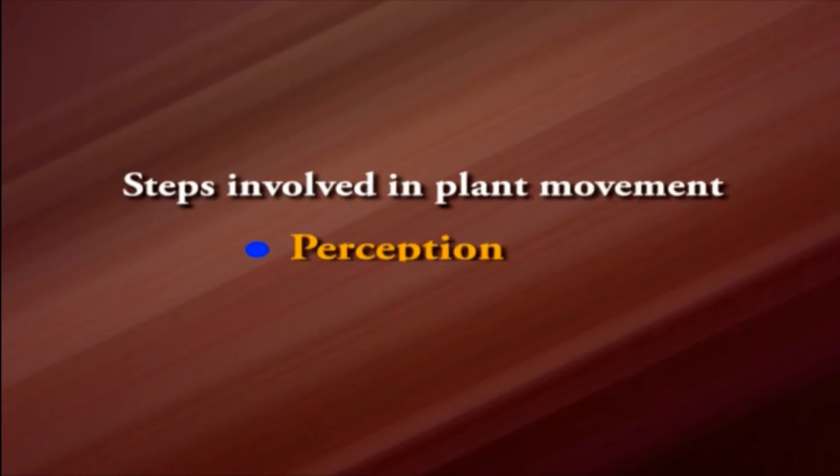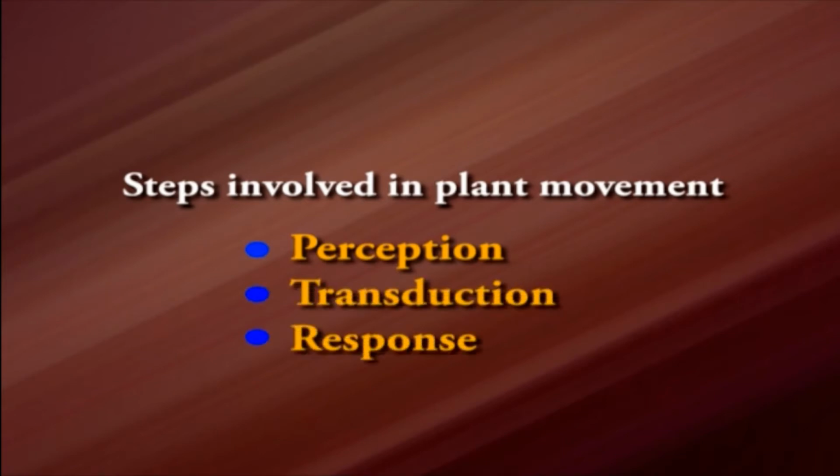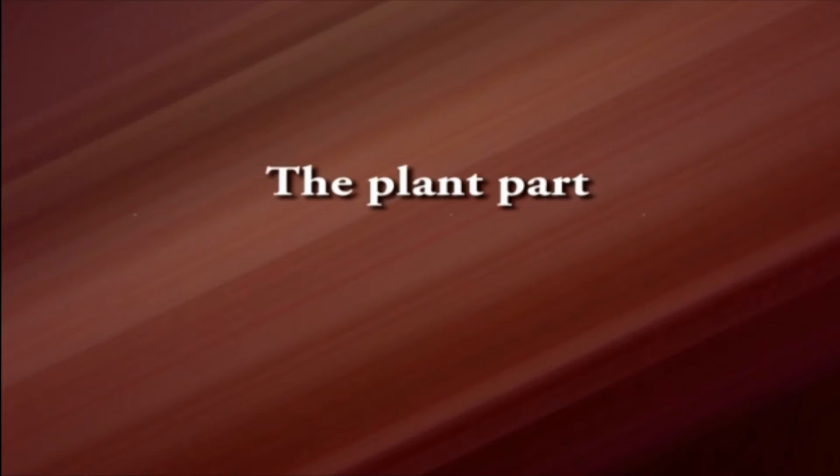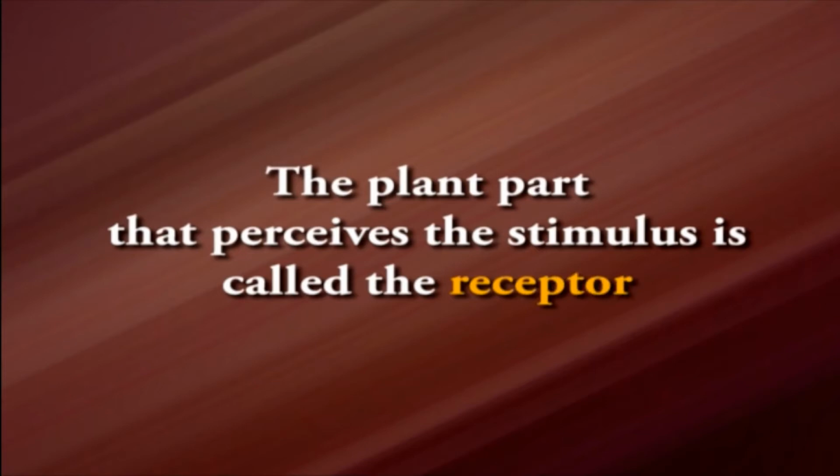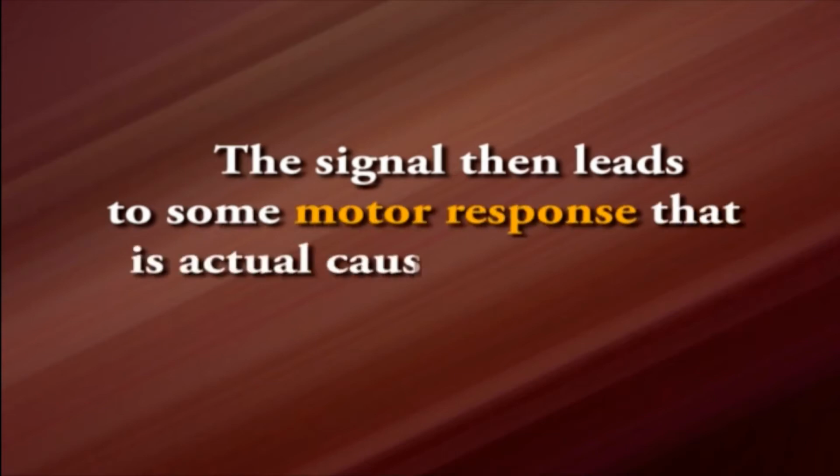Broadly, plant movements are accomplished in three main steps. Number one is perception. Number second, transduction. And number third, response. Firstly, the stimulus always acts on some internal plant machinery. And the plant part that perceives this stimulus is called the receptor. Secondly, once the stimulus has been perceived, it is transduced into some form of a signal. Then thirdly, the signal leads to some motor response that is the actual cause of the plant movement.